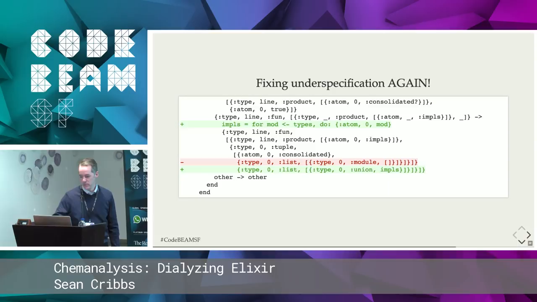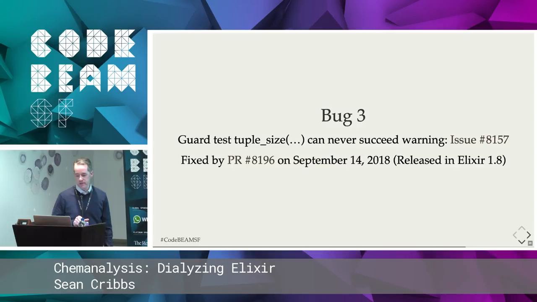Okay, so bug number three. This is the last one. And this one I think is even more twisty, but it's not related to protocols, so we can forget about protocols for a second. This one's called guard test tuple size can never succeed. I did not fix this myself, it was fixed in a PR by someone else. And this was released in Elixir 1.8, so you will not see this bug anymore.